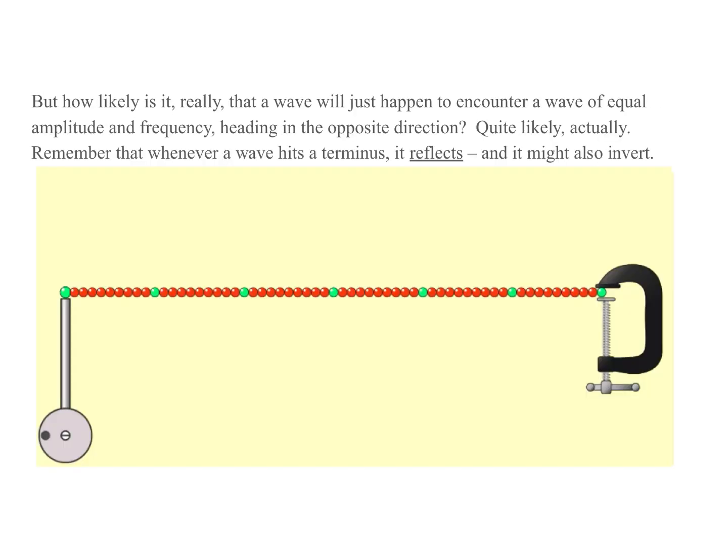But how likely is it really that a wave will just happen to encounter a wave of equal amplitude and frequency, but heading in the opposite direction? Actually, it's quite likely. Remember that whenever a wave hits a terminus, it reflects. It might also invert. So we see something like this. This is a fixed end terminus. You should think for a second about what kind of reflection we get from it. At the fixed end, we get the inversion.